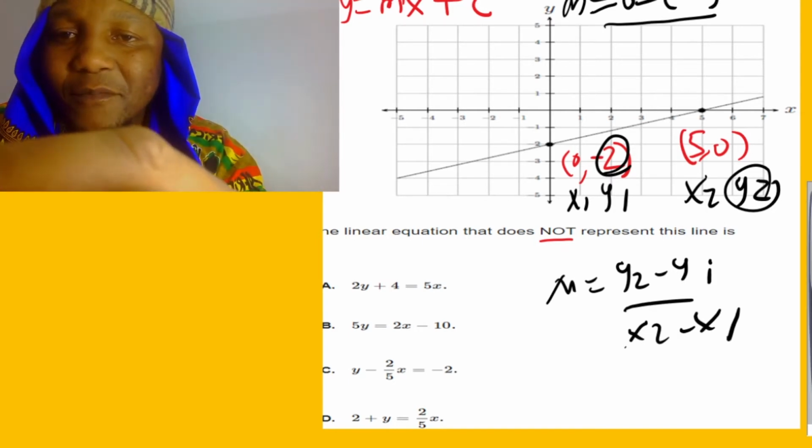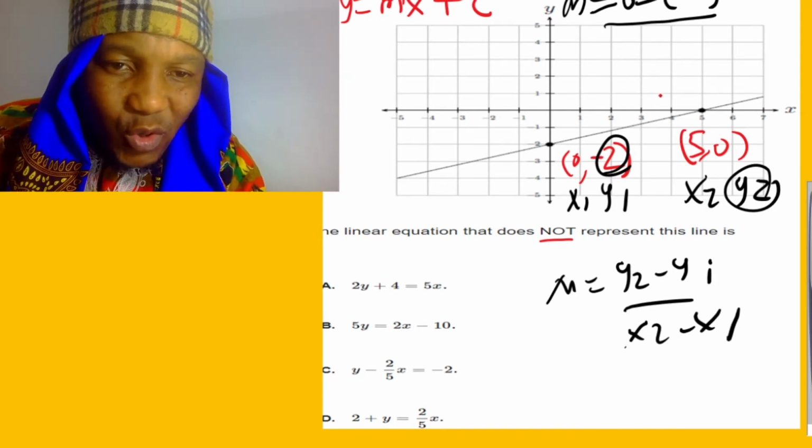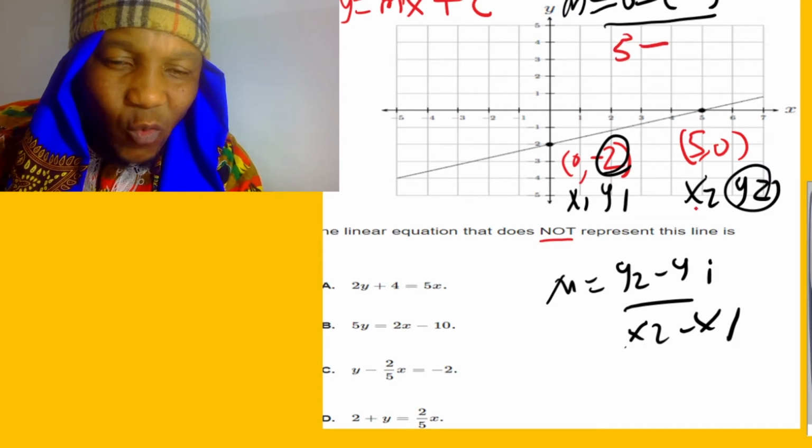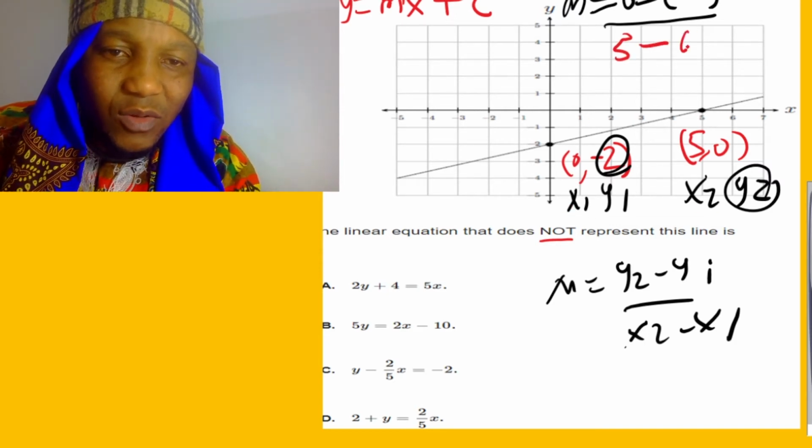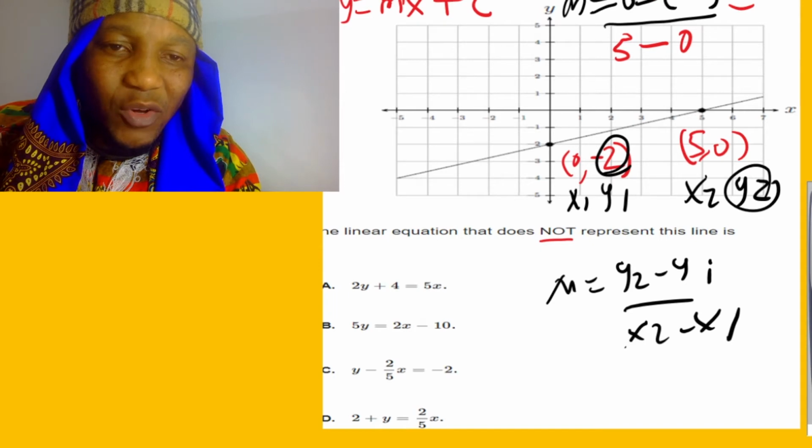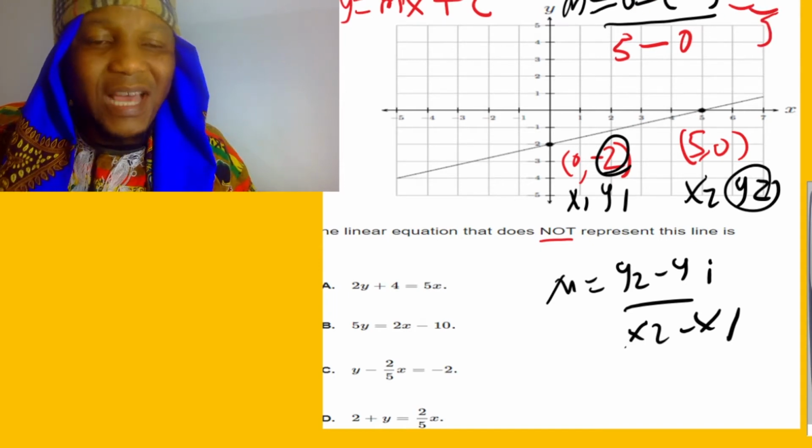So now, what is x2? x2 is equal to 5, minus x1. What is x1? x1 is equal to 0. So if you subtract this, it's going to give you +2 over 5. That's our slope.